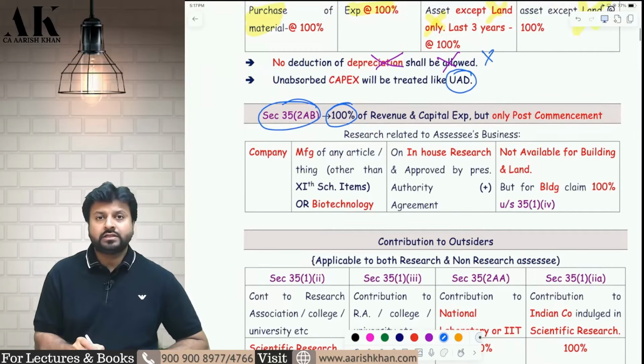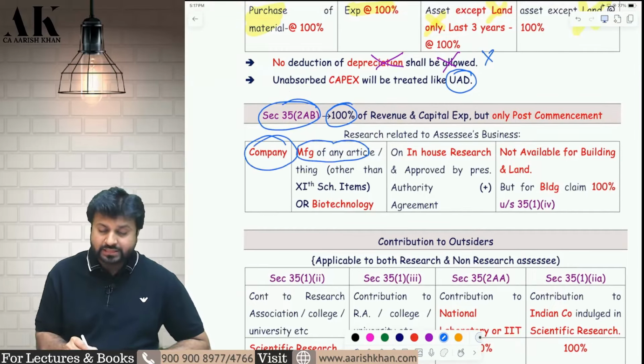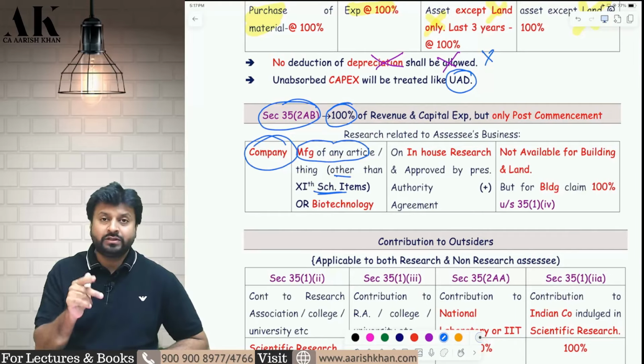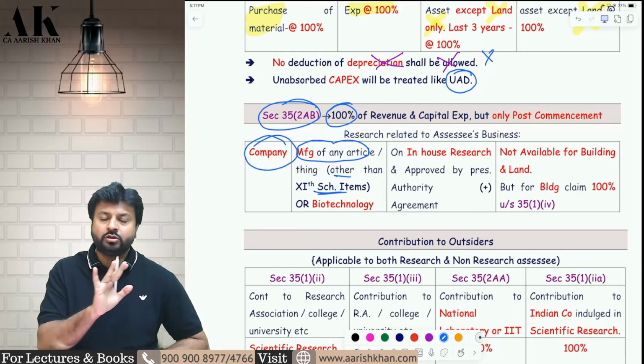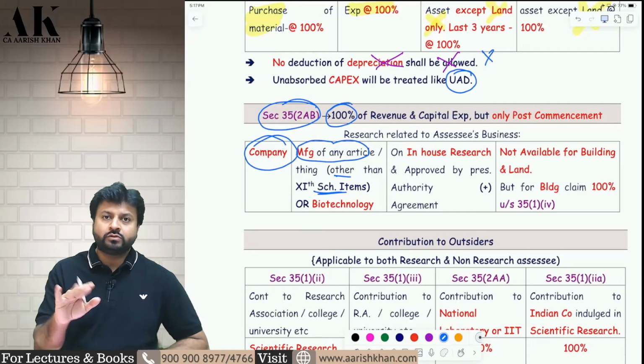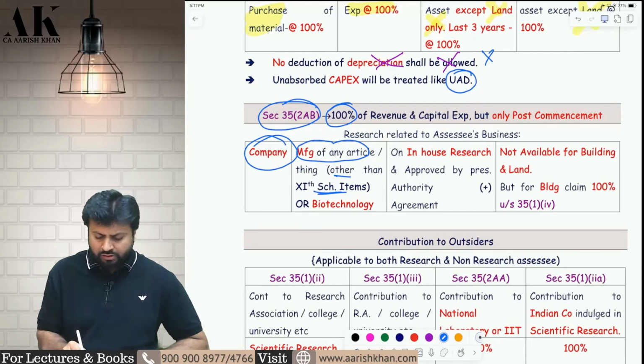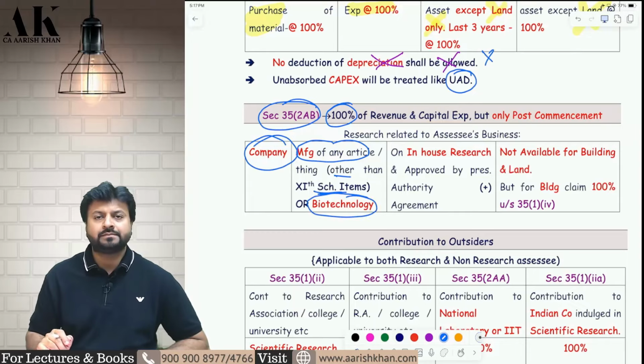In the third section, that is 35(2AB), you need to be a company. Plus, you need to be a company engaged in manufacturing of any article or thing other than Eleventh Schedule items. In the Eleventh Schedule, there are 29 items which are mentioned by the government. You should not manufacture those. Apart from those 29 items, you manufacture any other thing, or you should be engaged in biotechnology business.